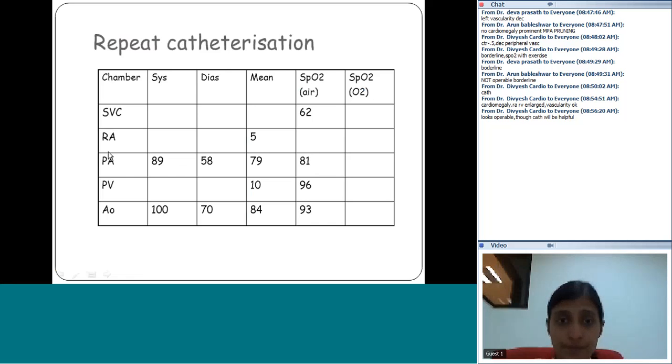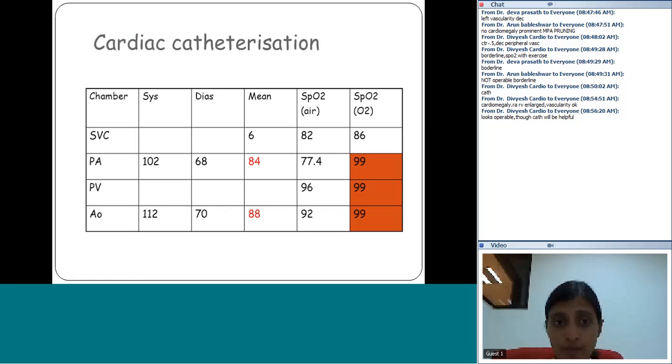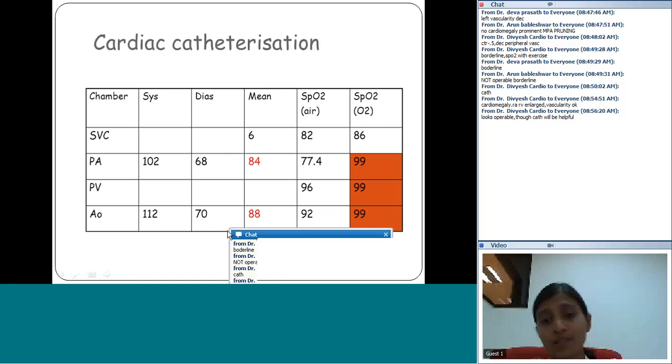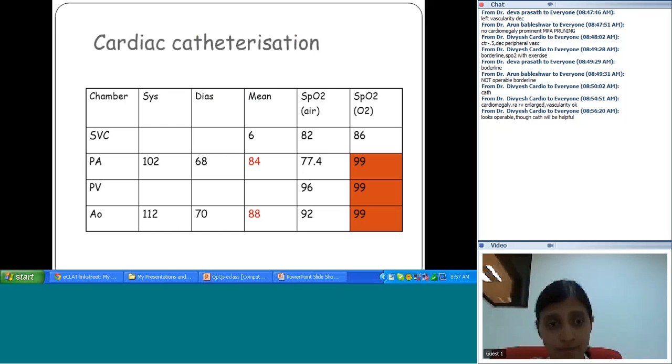Right. So we took this patient up for cath, right? So all of these things were done, samples were taken, patient was taken off the table. And then we got these results back. So what do you think of these results? Good results? Bad results? What do you think of these results?